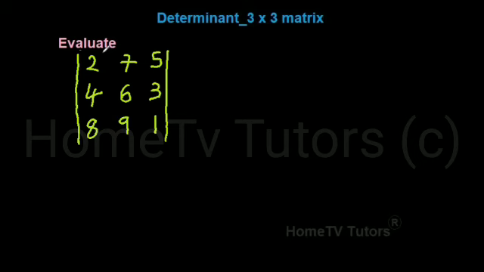Now let us evaluate this matrix. You should observe that the elements in this matrix are the same as the previous example. But this time around we want to expand down the first column. That is, the first column with the elements 2, 4, 8. We still go ahead to assign the alternate positive and negative signs to the products.